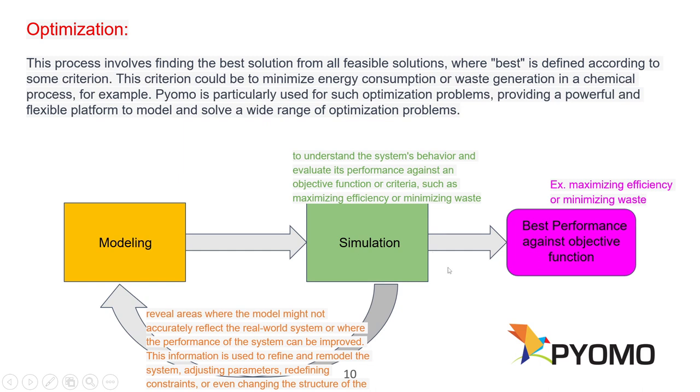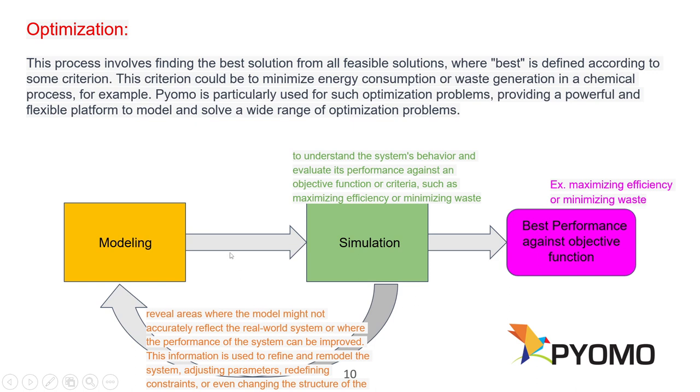And finally, we come to optimization. This process involves finding the best solution from all feasible solutions, where best is defined according to some criterion. This criterion could be to minimize energy consumption or waste generation in a chemical process. For example, Pyomo is particularly used for such optimization problems, providing a powerful and flexible platform to model and solve a wide range of optimization problems.